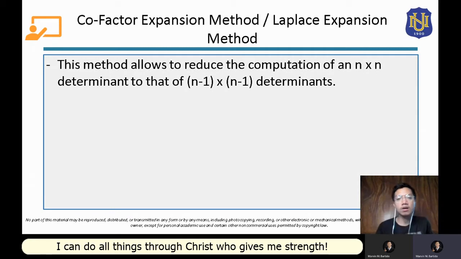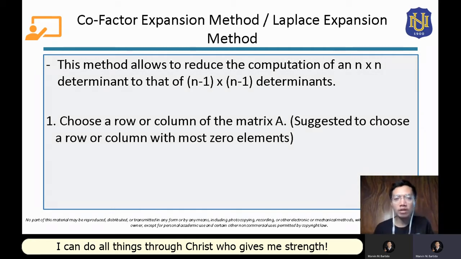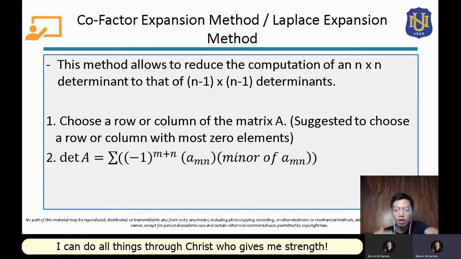higher than 3. Our first step for this method is to choose a row or column of the matrix A. It is suggested that you choose a row or column that has many zeros. After you choose the row or column that you're going to use, you can now proceed to the second step, which is this formula.